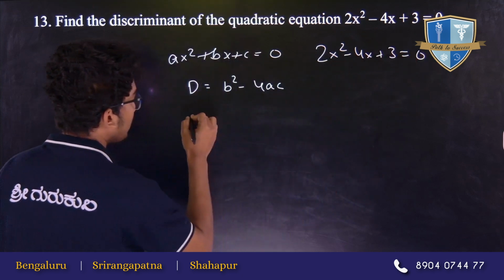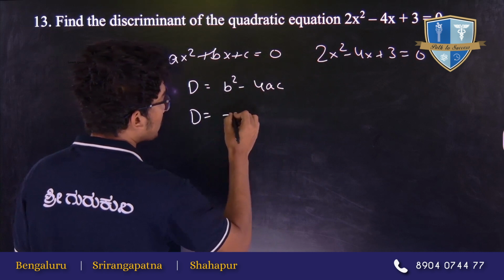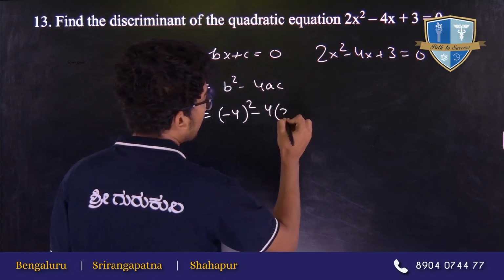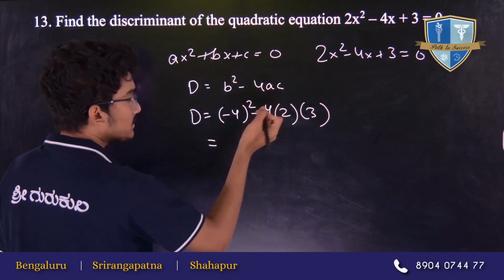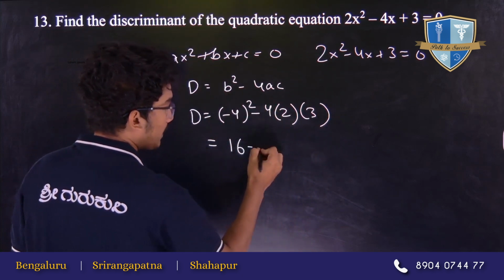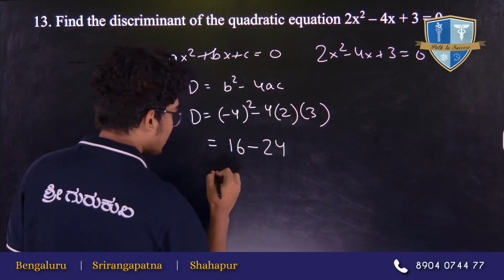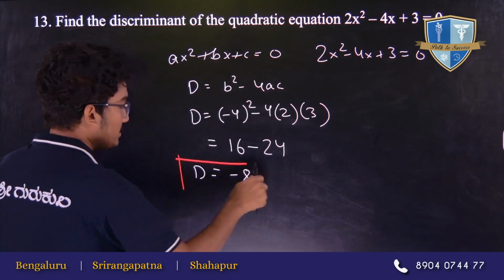So our value of a is 2, value of b is minus 4, and c is 3. So minus 4 square minus 4 into a, which is 2, into c, which is 3. Let's calculate this. Minus 4 square will be 16, minus 4 times 2 is 8, and 8 times 3 is 24. So this equals minus 8. The discriminant is equal to minus 8.